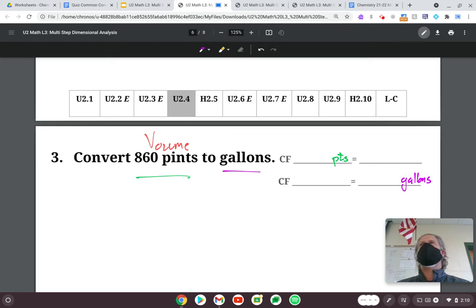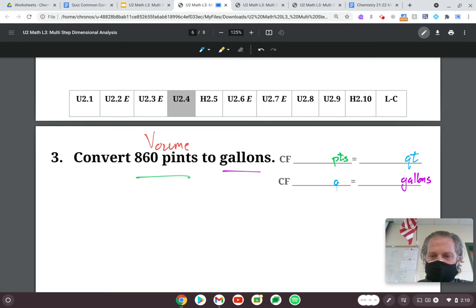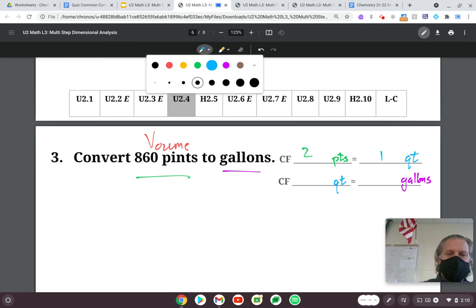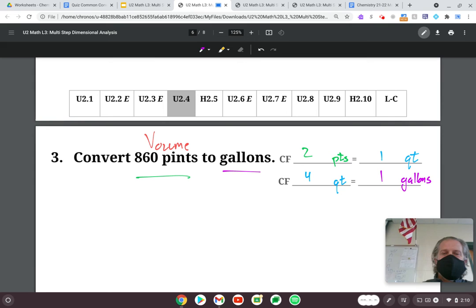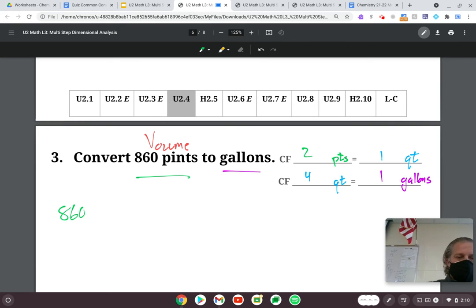Somebody want to share what links pints and gallons together? Yes. You are correct. Quarts is what links them together. So, according to the relationship, 1 quart is equal to 2 pints, and 4 quarts is equal to 1 gallon. So what I want you to do right now is set this problem up.